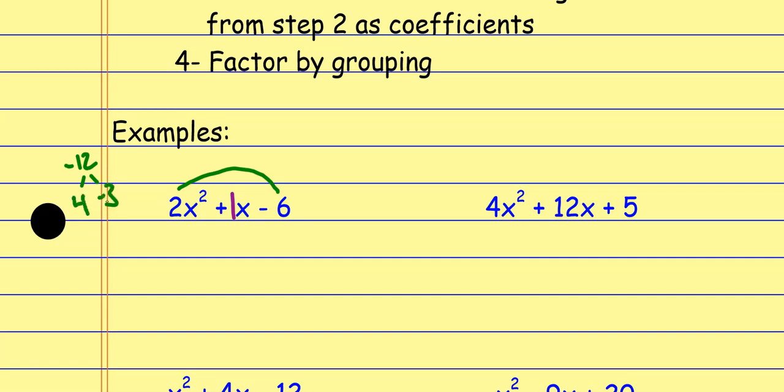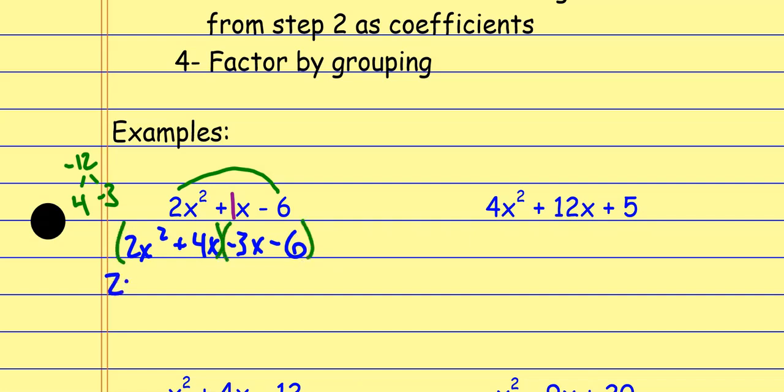All right? So now I rewrite the middle term. I do 2x squared plus 4x minus 3x. I rewrite that plus 1x as a 4x minus 3x because it's the same thing. I use those two values I came up with to rewrite the middle term. Now I have 4 terms, so now I can do factor by grouping.